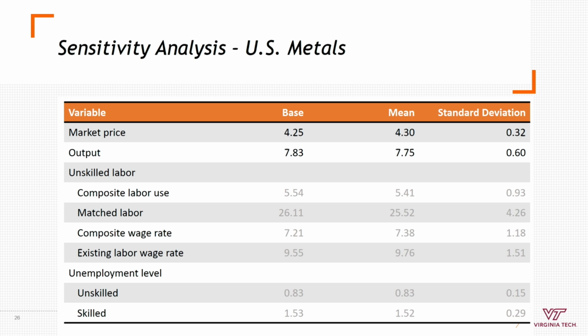If you go down here for labor use, there's more uncertainty now. Okay, so now the standard deviation is up to about 1/5 of the mean. And again, the elasticity of substitution between existing and matched labor is what's driving that. And then for the unemployment level, it's still about 1/5. The standard deviation is about 1/5 of the mean value. But now, instead of the elasticity of substitution, what's driving this is the labor supply elasticity and that gamma. They have about the same impact on driving this uncertainty.